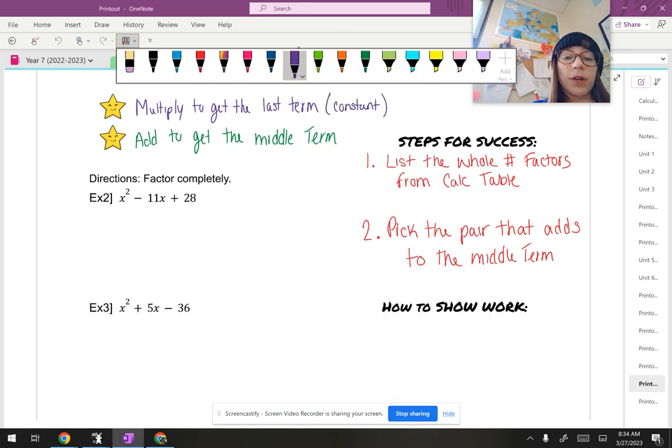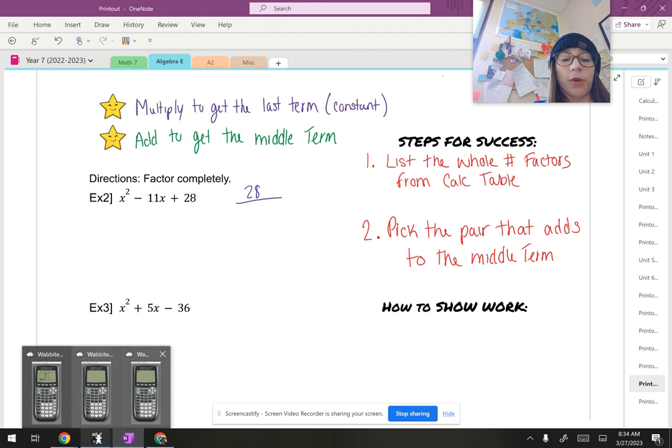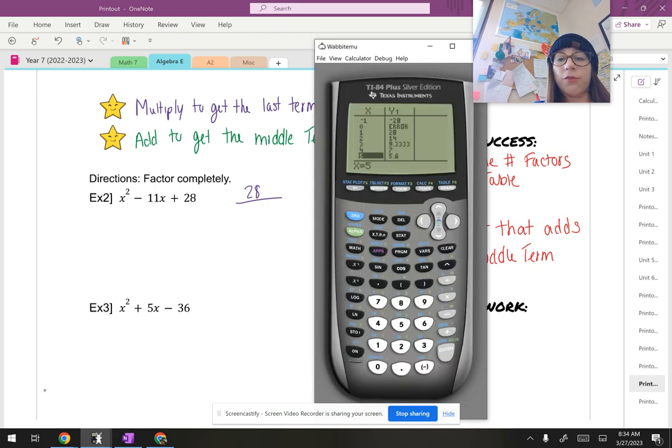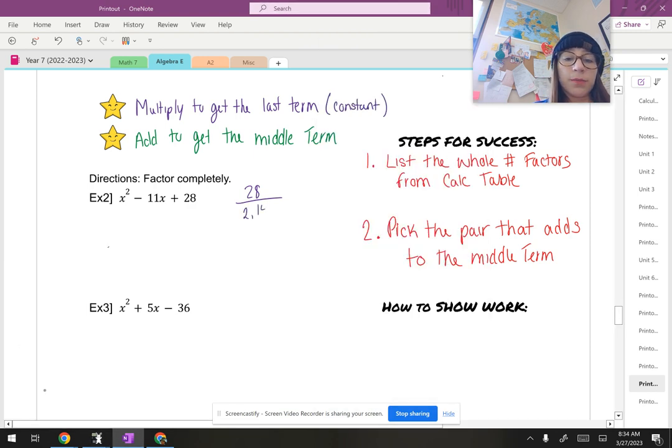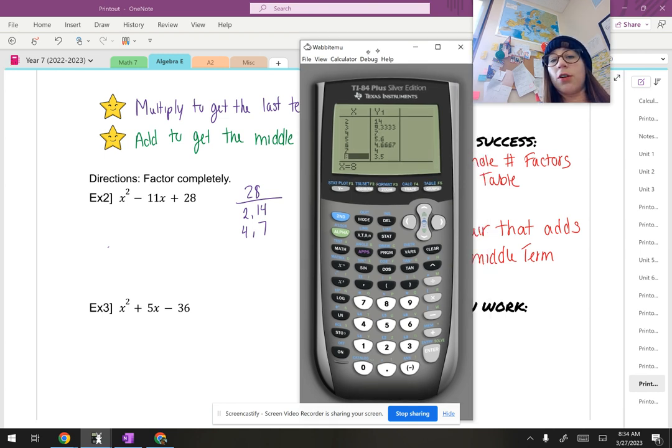Okay, so I'm going to write that down because that's how you show work. We're going to go over how to show work in a hot second, but showing work would be writing down your factors. So 2 and 14, 4 and 7, and when you're looking through it, you don't need to continually go all the way. Once you start to see your factors repeat each other, you're good to go and you can be done with that.